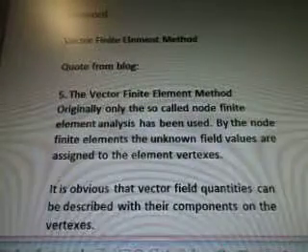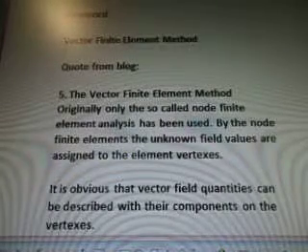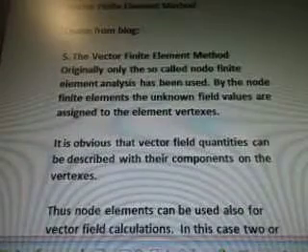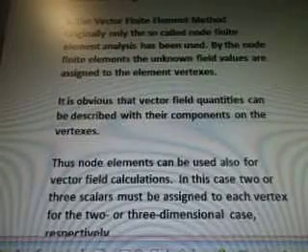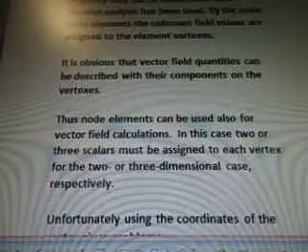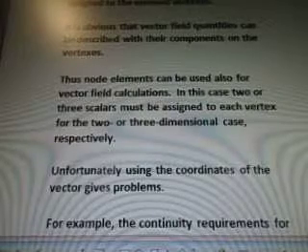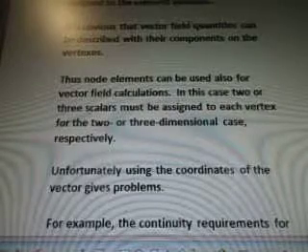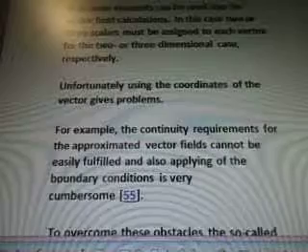The vector finite element method, originally only the so-called node finite element analysis that has been used. By the node finite elements, the unknown field values are assigned to the element vertices. It is obvious that vector field quantities can be described with their components on the vertices. Thus, node elements can be used also for vector field calculations. In this case, 2 or 3 scalars must be assigned to each vertex, for the 2 or 3 dimensional case respectively. Unfortunately, using the coordinates of the vector gives problems.